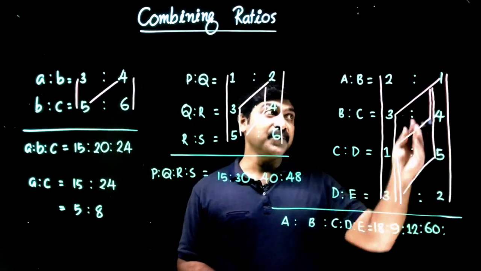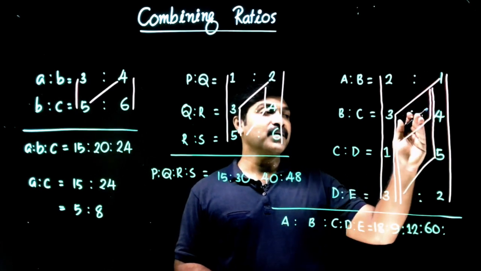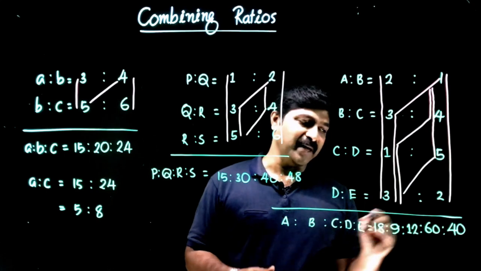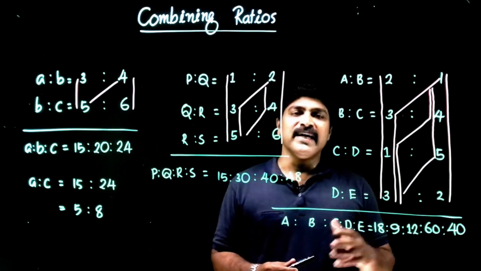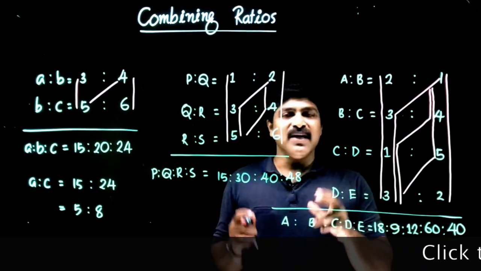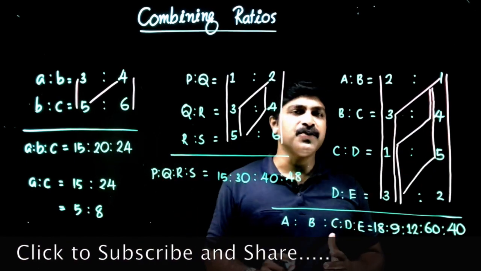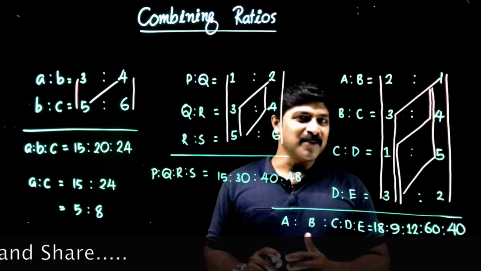And the final value, 1 into 4 into 5 into 2. So that's equal to 40. Then we got the answer easily. Frequently you will get such a type of question in almost all the aptitude type of exams. Hope you got it clearly.